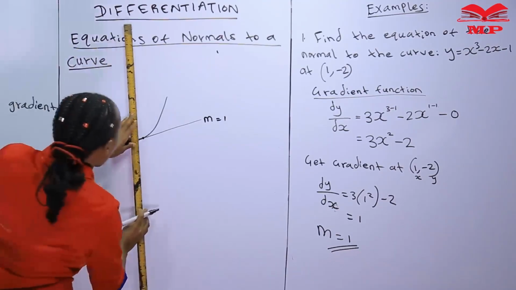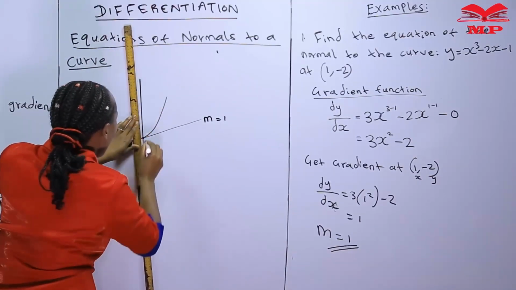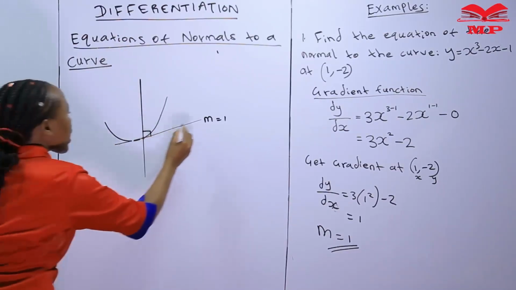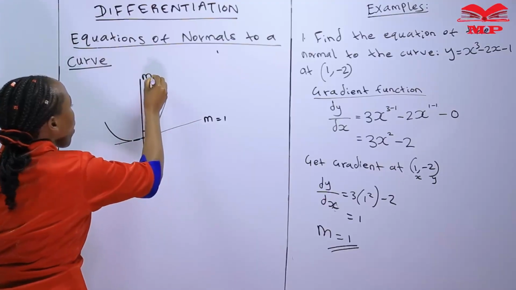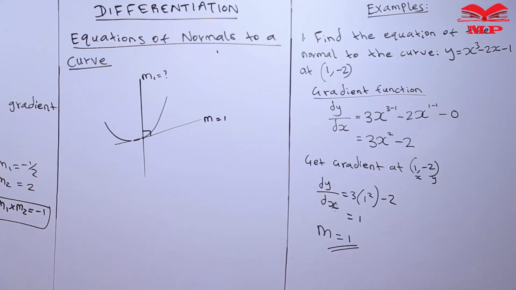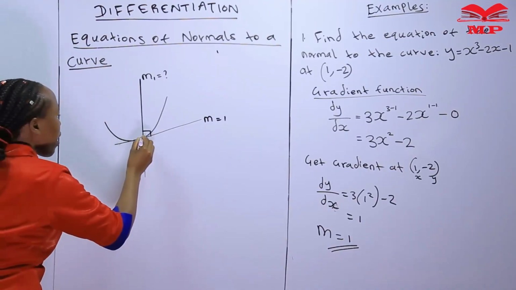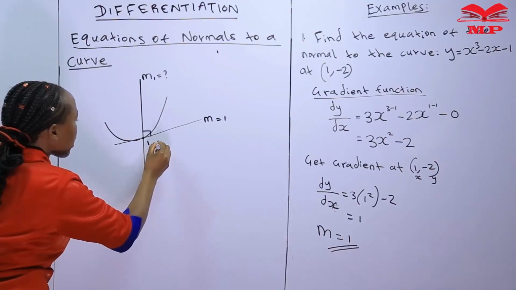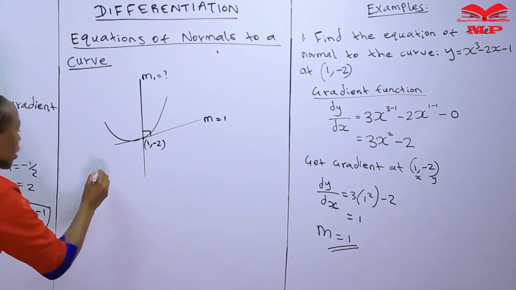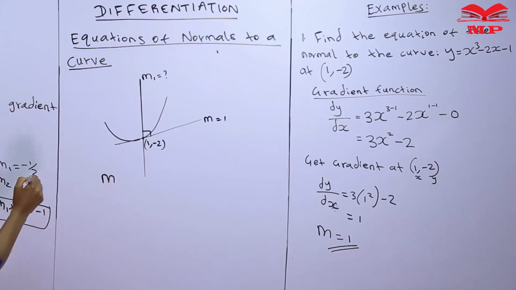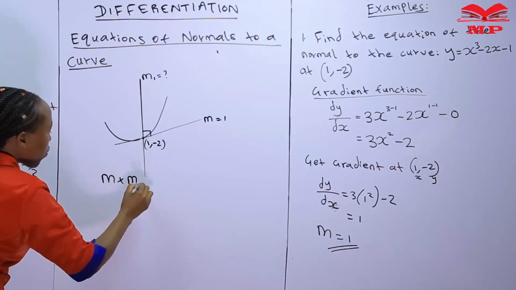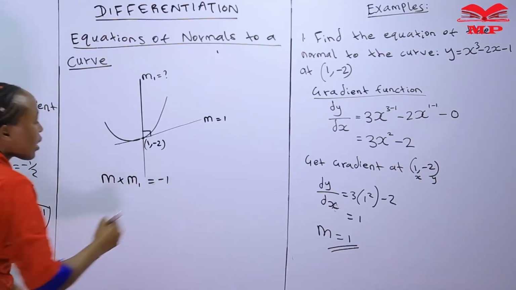If we have our normal here, this is the normal, making an angle of 90 degrees here. We have the gradient of the tangent. We can call it m. We require the gradient of the normal, which is m1, and the point that we have here is 1, negative 2. We know very well that the gradient of the tangent, m, multiplied by the gradient of the normal, m1, should be equal to negative 1.